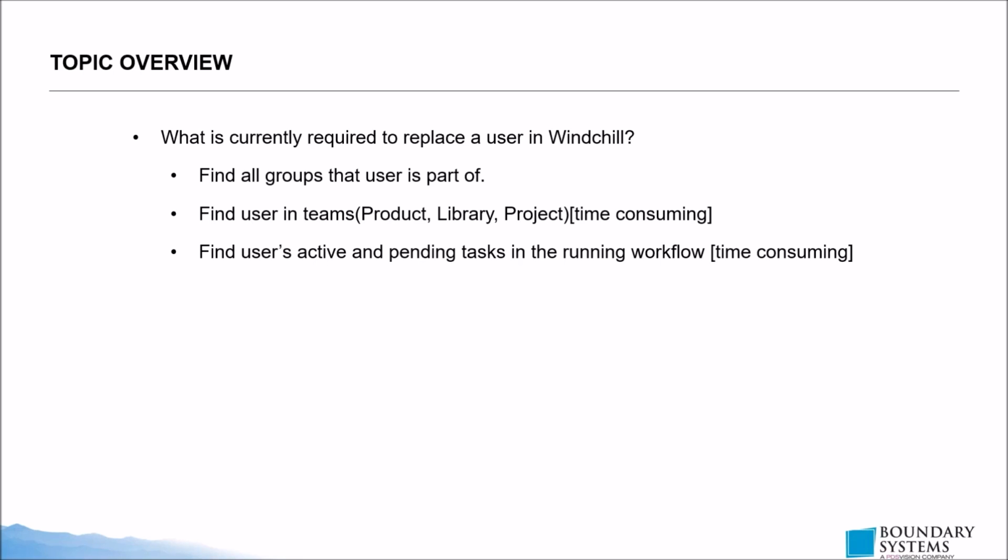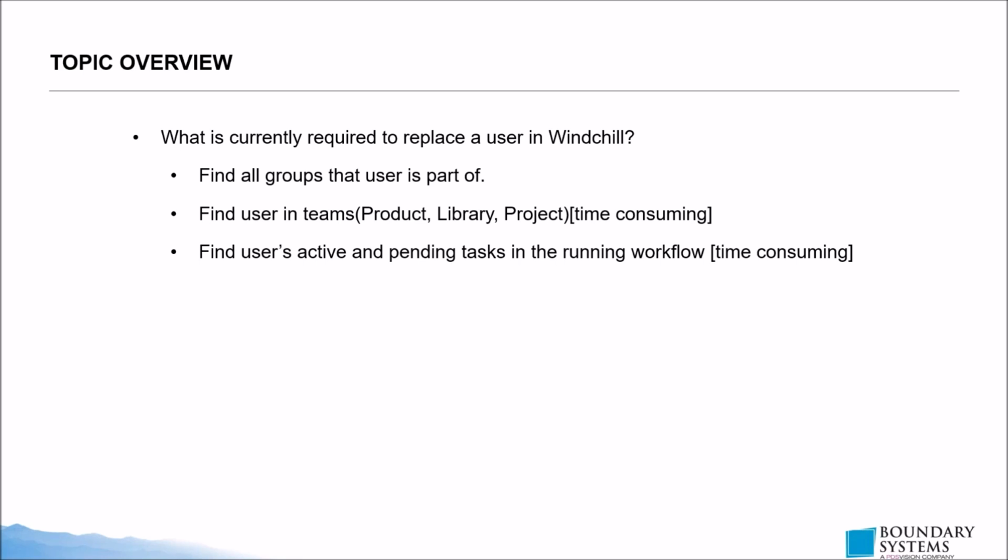And the other thing you have to do is find that user in different contexts. So there is your product context, your library, as well as the project. This could be very time consuming if you have these users manually added onto each and every one of these contexts, because you have to go into each and every one of them and find the user and replace them. The challenge there is if you make a mistake by omitting or skipping one or two products, the new user won't be able to access the content of that product.